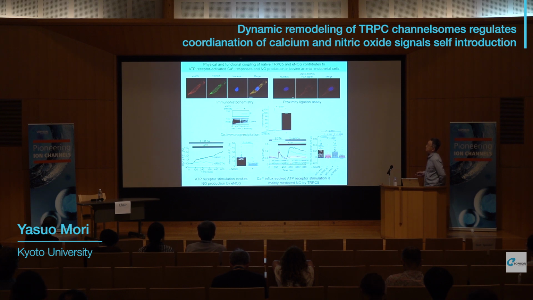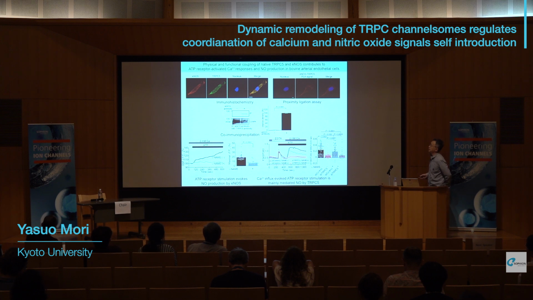As you can see here in the histochemistry data, TRPC5 is very nicely co-localized with eNOS, and these proteins are very close to each other in space, because you can see very nice proximity ligation assay signals with the red dots. And we also looked at co-immunoprecipitation data and were able to show that there is actually physical interaction between eNOS and TRPC5, as indicated in this band.